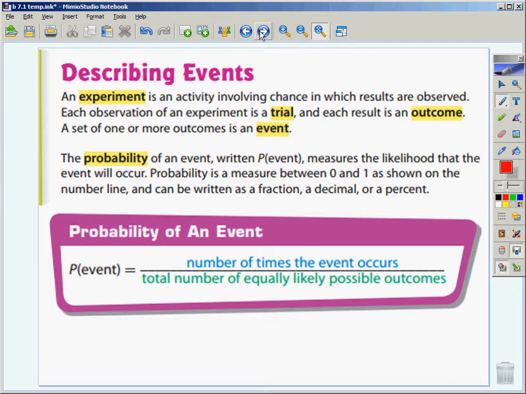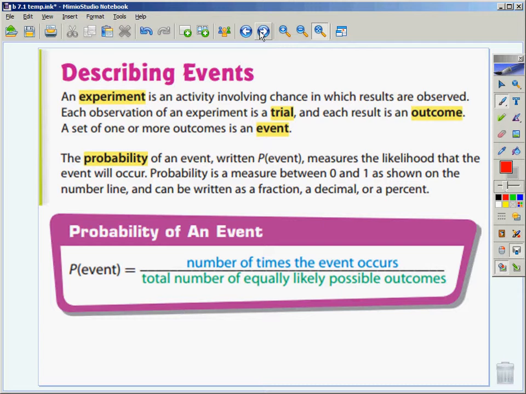Each observation of the experiment is a trial, and each result is an outcome. If I had a deck of cards, and I was picking a single card, that would be the trial, or that particular event taking place. The outcome would be whatever the result was.